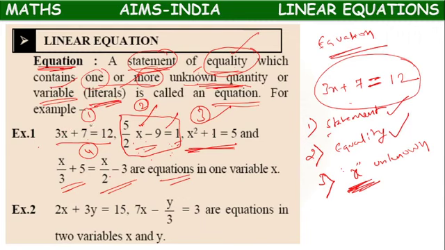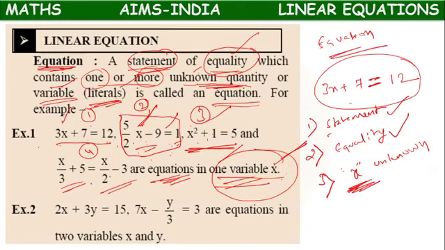But all these equations consist of only one variable, which is x. Here also x is there, here also x, here also x, here also x. They all have only one unknown value, which is x. So these are examples of equations in one variable, which is x.